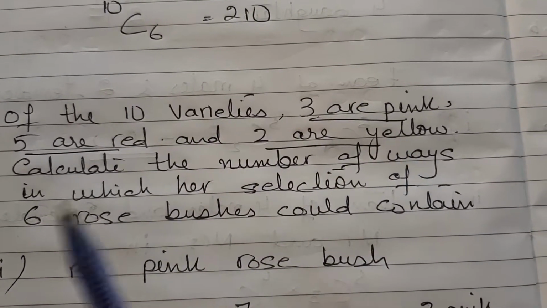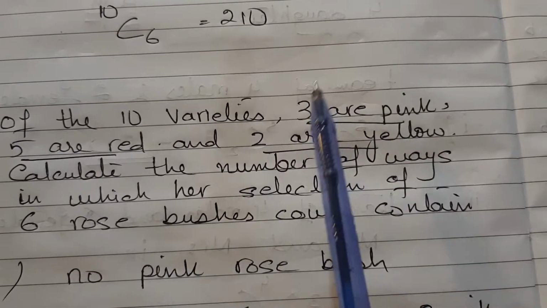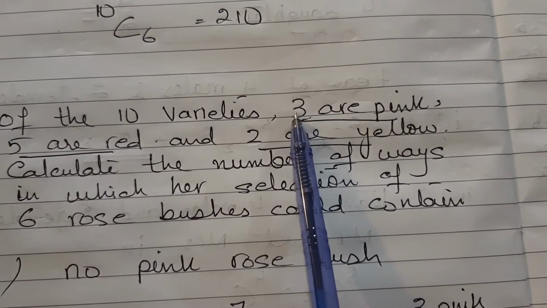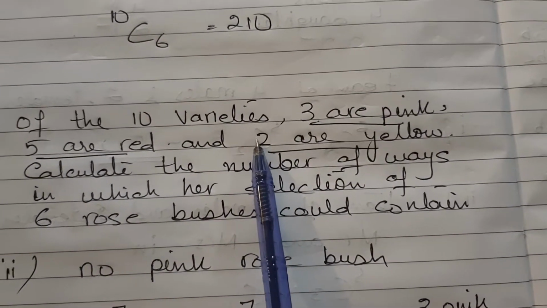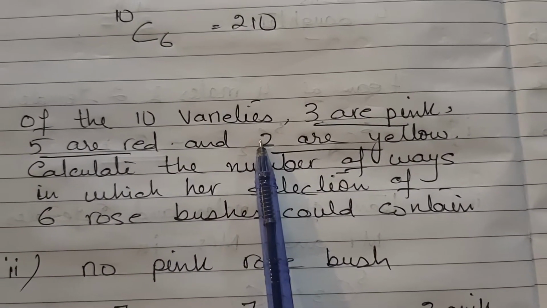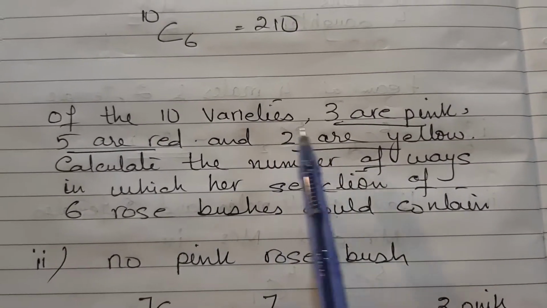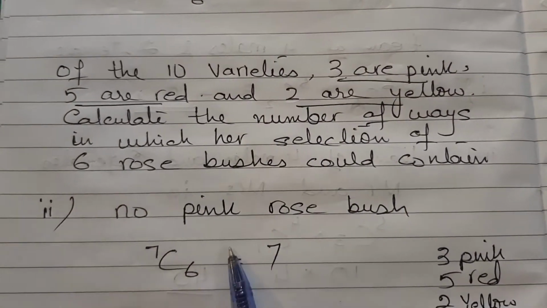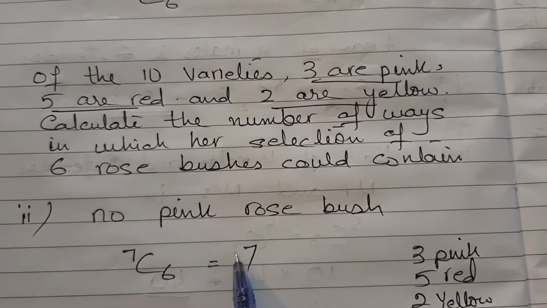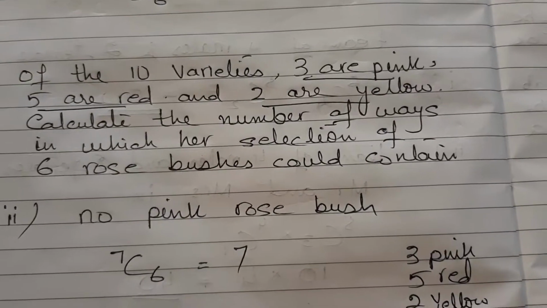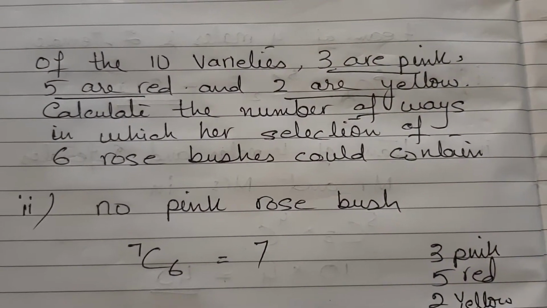Out of 10, 6 he has to select, but there should be no pink rose bush. So if there is no pink rose bush, so minus it. What is remaining? 5 and 2. So 5 plus 2, 7. So from the 7, he will select 6. So it will be 7C6, right? So this 7 is the number of ways he can select 6 rose bushes without a pink rose bush.